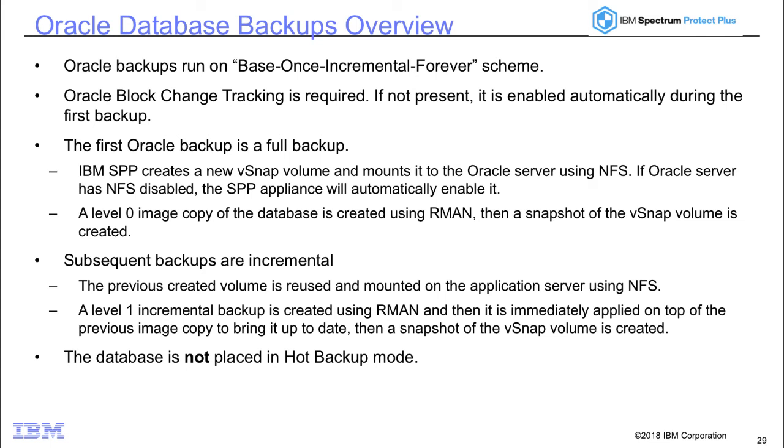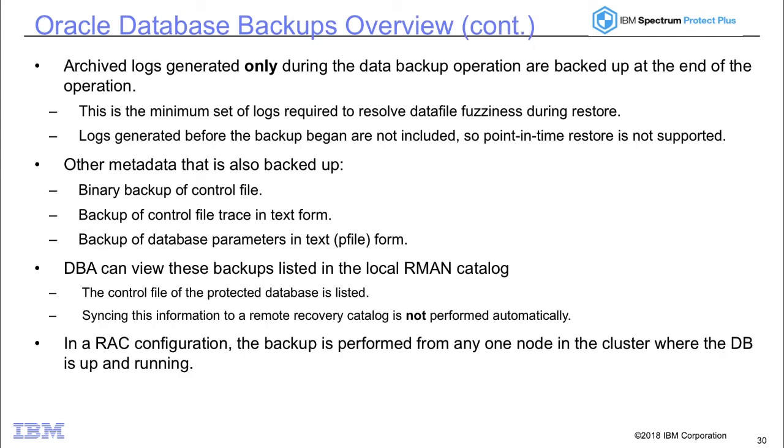Subsequent backups are incremental, so the previously created volume will be reused and mounted using NFS. Then Spectrum Protect Plus will do a level 1 incremental backup using RMAN and immediately apply it on top of the previous image copy to bring it up to date. The database is not placed in hot backup mode. This is something that is important to understand.